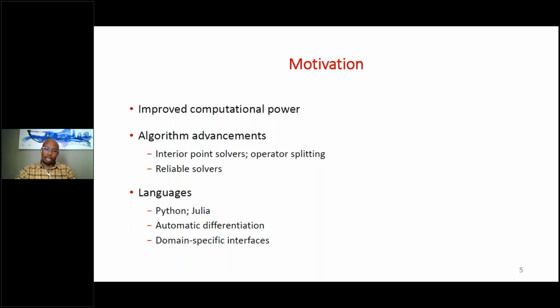These languages also have automatic differentiation, which can be crucial to optimization. With automatic differentiation, when you specify your function, you do not need to worry about also specifying its Jacobian or its gradient. They also have domain-specific interfaces. These include domain-specific languages like CVXPy, which I'll go into in a bit.